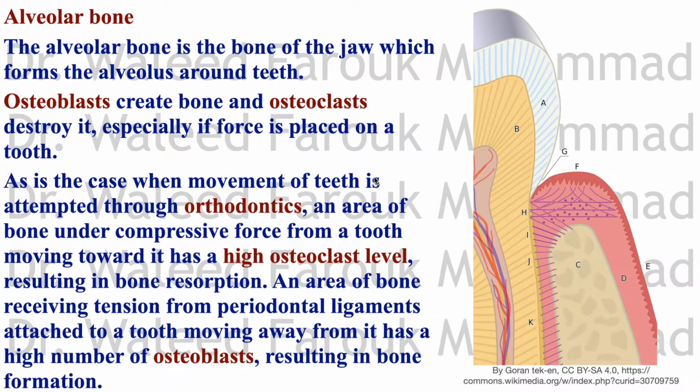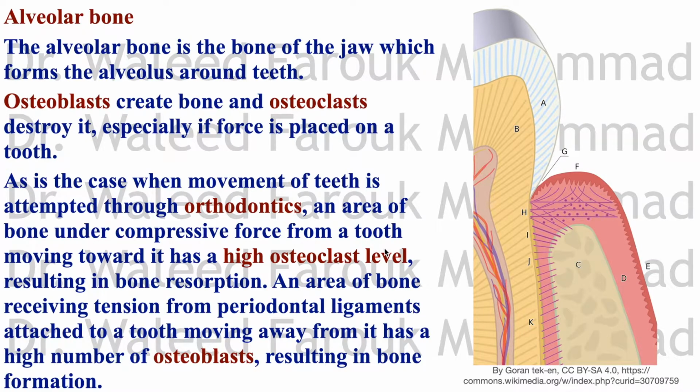The alveolar bone is the bone of the jaw, which forms the socket. Osteoblasts create the bone, and osteoclasts shape it or destroy it. All of you know the fixtures applied to the teeth to correct their position. This is part of orthodontics.